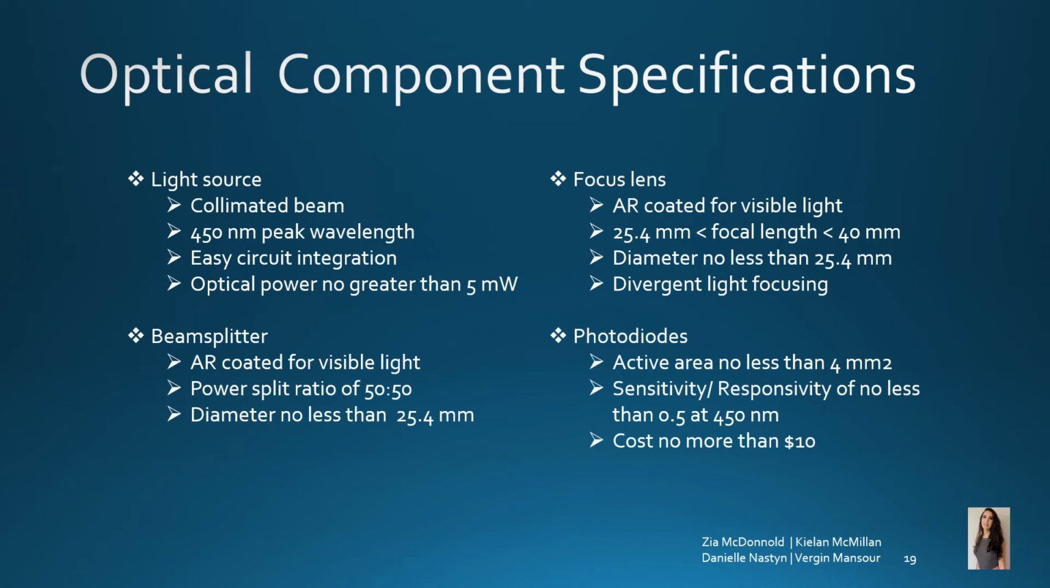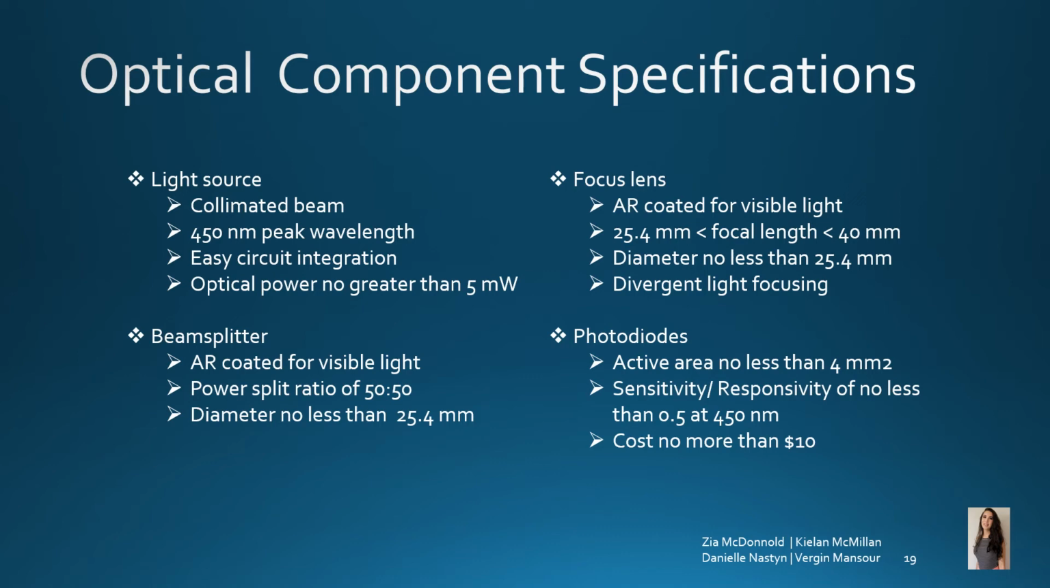The next component is the beam splitter. The beam splitter's specifications include a visible light anti-reflective coating allowing for more transmission and less unwanted reflections, a 50-50 power split ratio for the split beams to have identical optical power, and a diameter no less than 25.4 millimeters for easy alignment purposes.